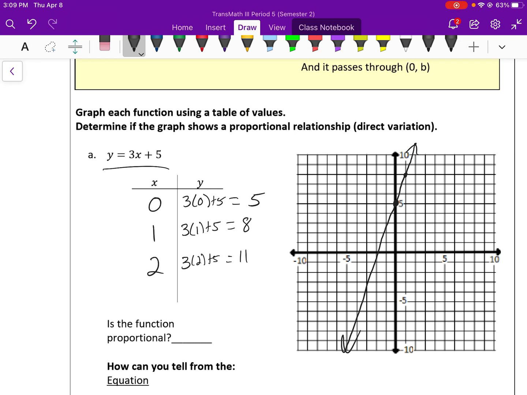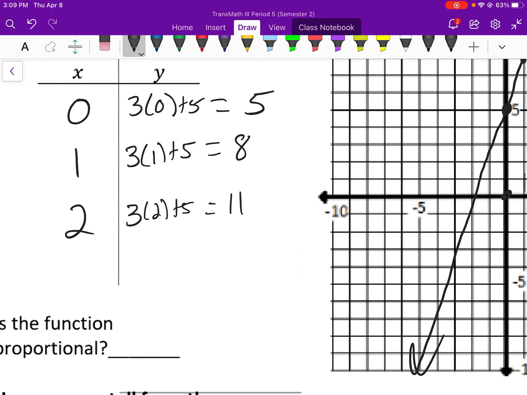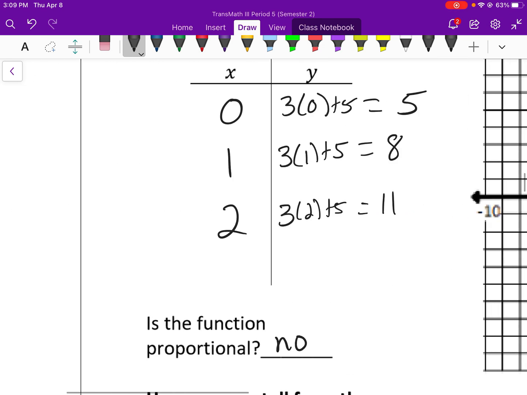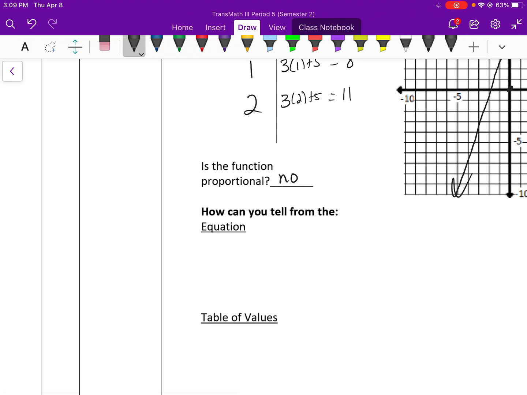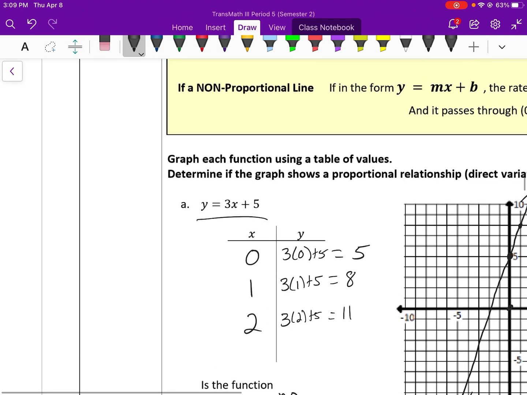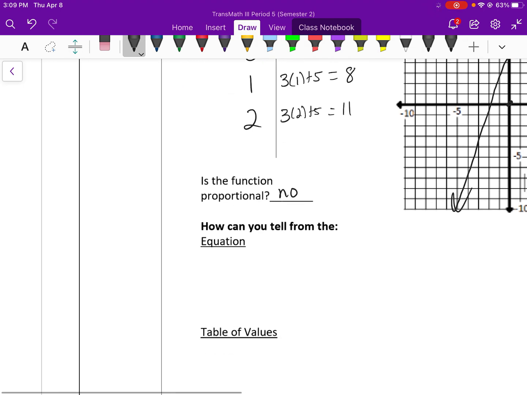Okay, so is the function proportional? Again, in order to be proportional, it has to go through 0, 0. Did it go through that point right here? It did not, so therefore it is not proportional. Okay, how can you tell from the equation? In order to tell from the equation, that plus 5 is what's going to determine that it is not proportional.